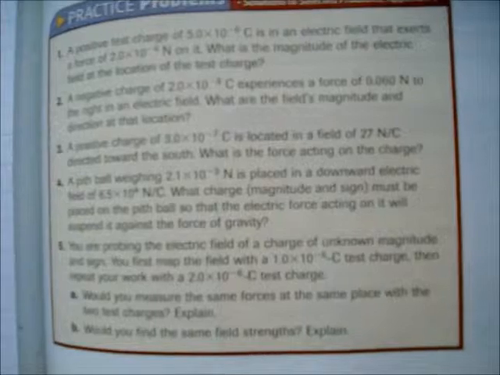Okay, so we are doing problem number 4 on page 565. The problem says a pith ball weighing 2.1 times 10 to the negative third newtons is placed in a downward electric field of 6.5 times 10 to the fourth Newton per coulomb. What charge with the magnitude and sign must be placed on the pith ball so that the electric force acting on it will suspend it against the force of gravity?